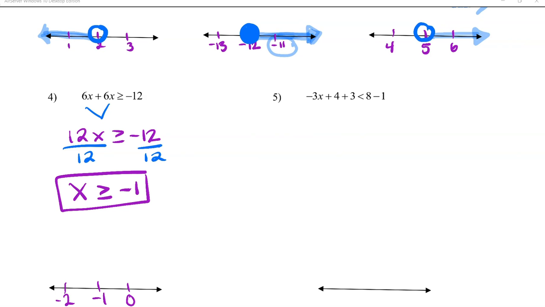Make sure your number line is increasing. X can be equal to negative 1, so it's going to be a filled-in circle at negative 1. And it's all values greater than, so we shade to the right.